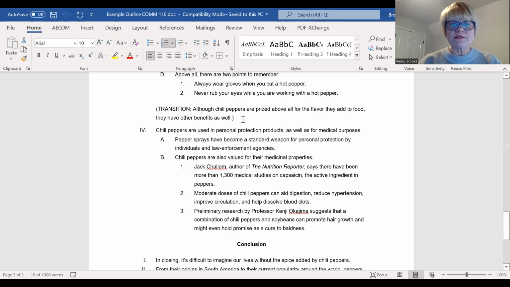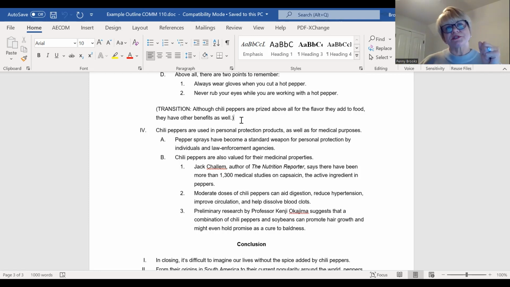So here, we just went from this part that talks about how you should protect yourself against hot chilies. And then the bottom, the last main point, chili peppers are used in personal protection products as well as for medical purposes. The transition, it's in parentheses. The word transition is all cap. Although chili peppers are prized above for all the flavor they add to food, they have other benefits as well. So we've been talking about why they're so hot, why they're so spicy, how to protect yourself from being spicy. And now we're going to talk about something that's not really related to eating them. So you can see why we need a transition statement there.